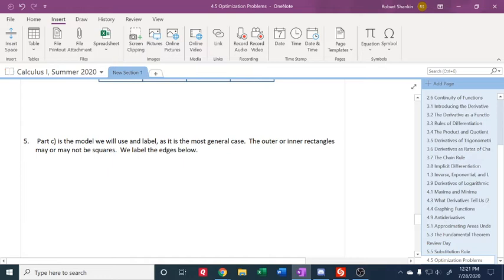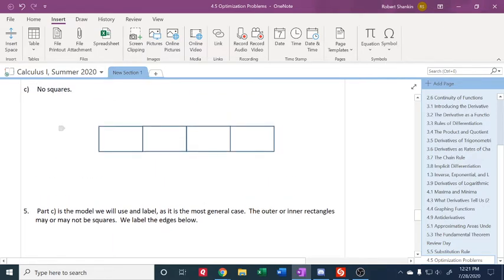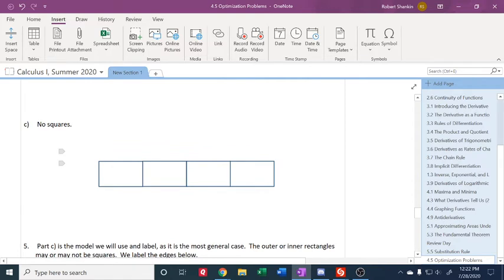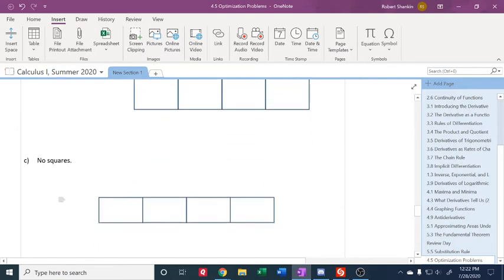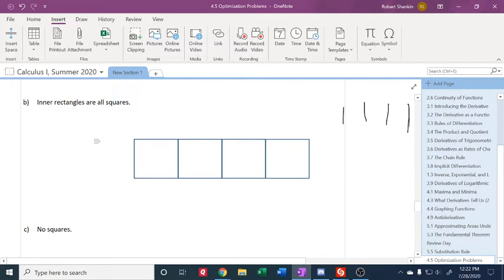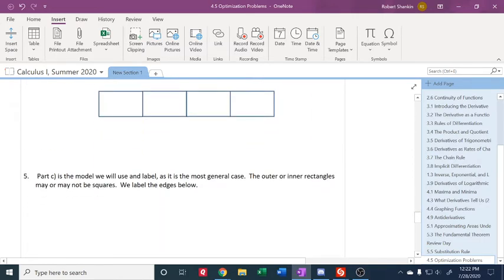Part 5C is the model we will use and label, and it is the most general case. We can use part 5C as our diagram, and it helps us to remember, if you use this as your diagram, you might be tempted to call this side X and this side also X, because they look equal, but they don't have to be equal. It's better to use this, and that reminds you, if you're calling this side X, call this side Y, make them two different things, and it could turn out that X and Y are equal. It doesn't prohibit this from happening, but when you call them different letters, it allows them to be different. If you called them X and X, then they have to be the same. So we have to use the most general case.